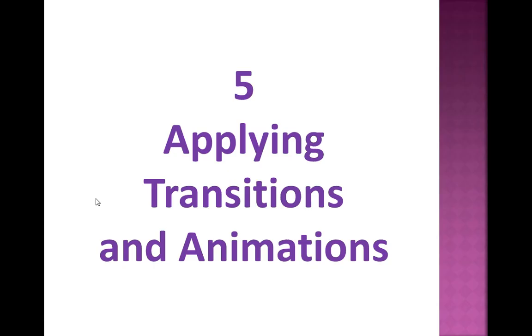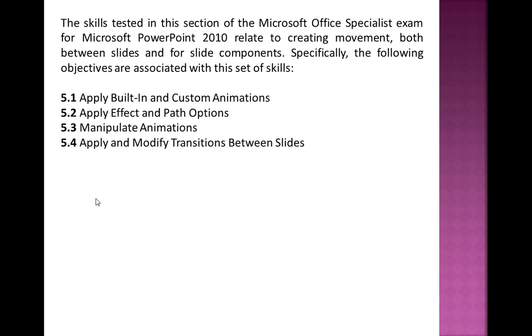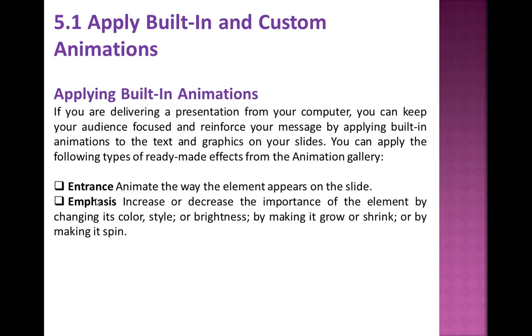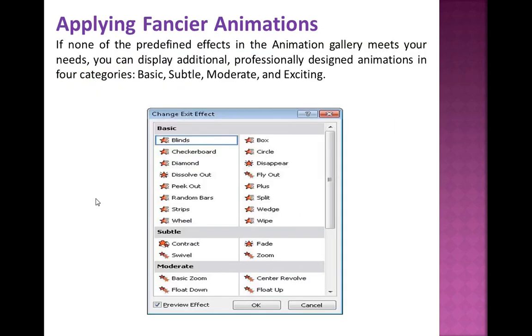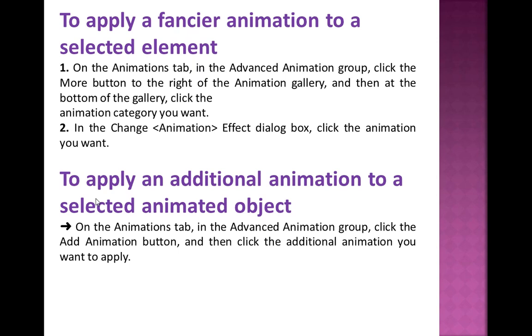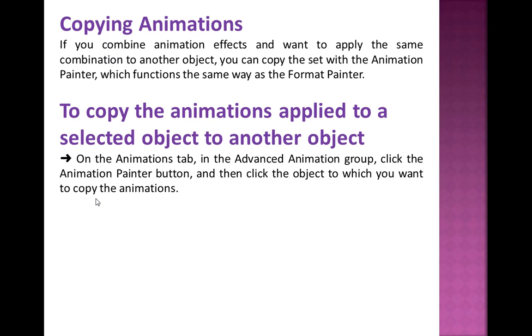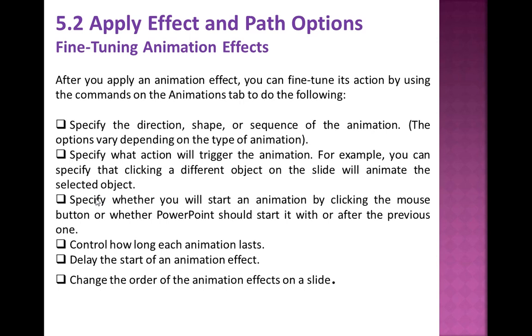First of all, we started with chapter number 5, that is applying transitions and animations. Then in this chapter we studied how to apply built-in and custom animation. There are multiple methods like entrance, emphasis, exit, motion path. Then we studied how to apply, how to preview, how to remove. Then we also studied how to apply fancier animations, how to copy the animation, means how to copy the formatting by clicking on the animation painter.